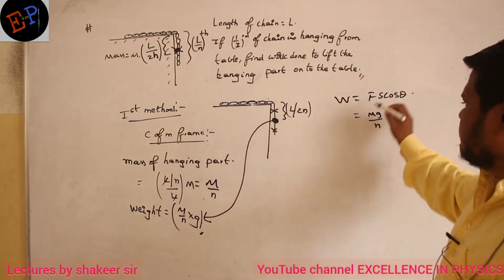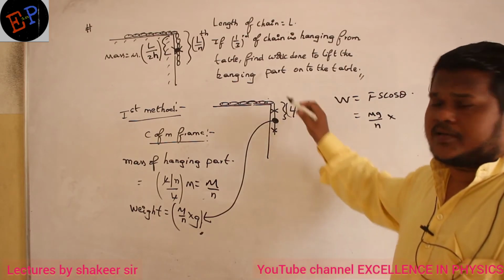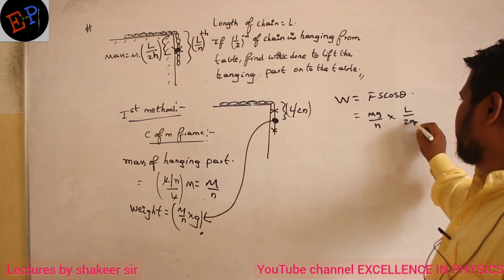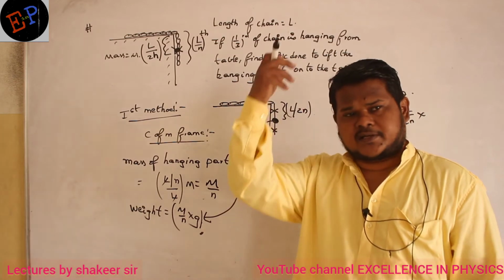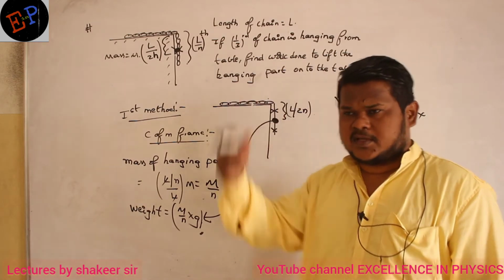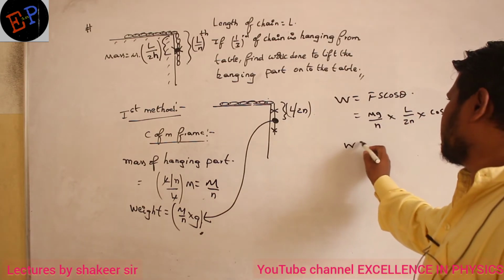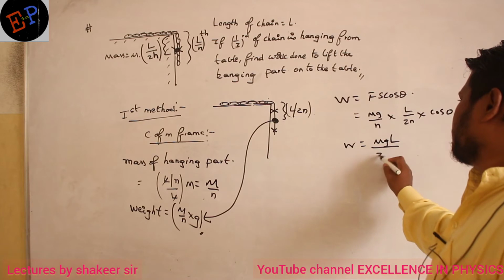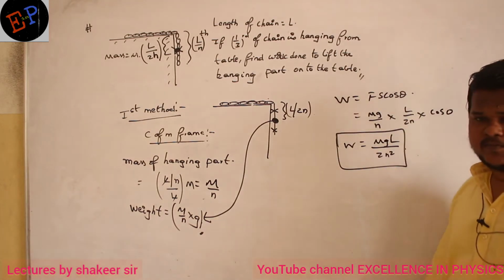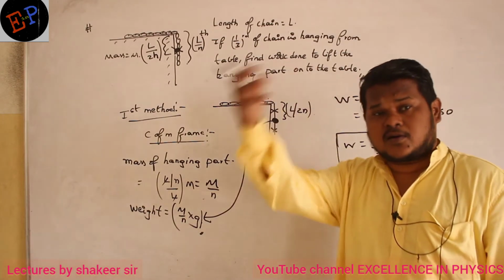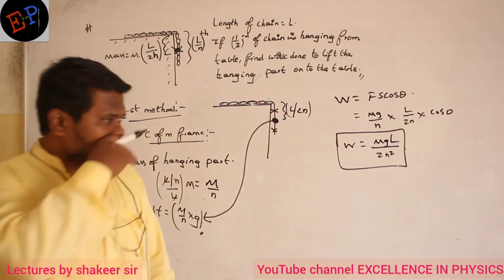And displacement. So this point mass, I should displace by how much distance? L by 2n distance, that's all. So L divided by 2n distance, cos theta. Force I am applying in which direction? Upwards direction. Displacement is also in which direction? Upwards direction. So cos theta is cos 0. Both are in same direction. So what is the final answer I got? MgL divided by 2n square. So this is a very, very, very important relation. Clear, ma? So to pull nth part of the chain onto the table, this much amount of work you are supposed to do. Fine. Now what is n value here?